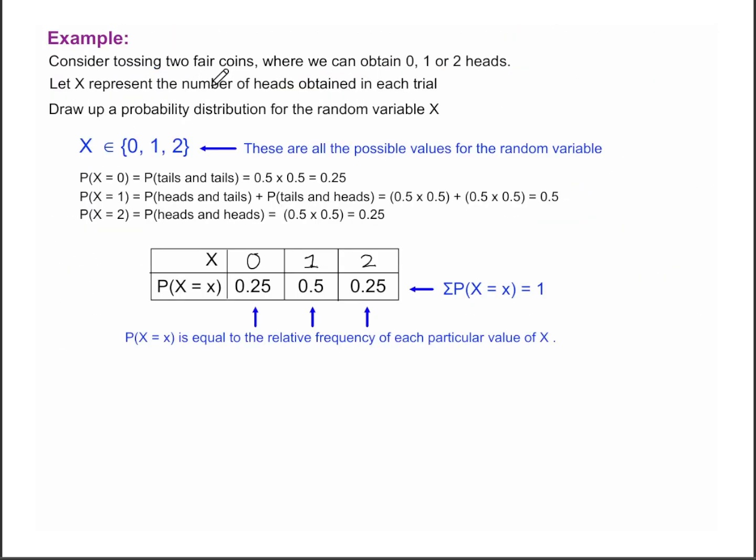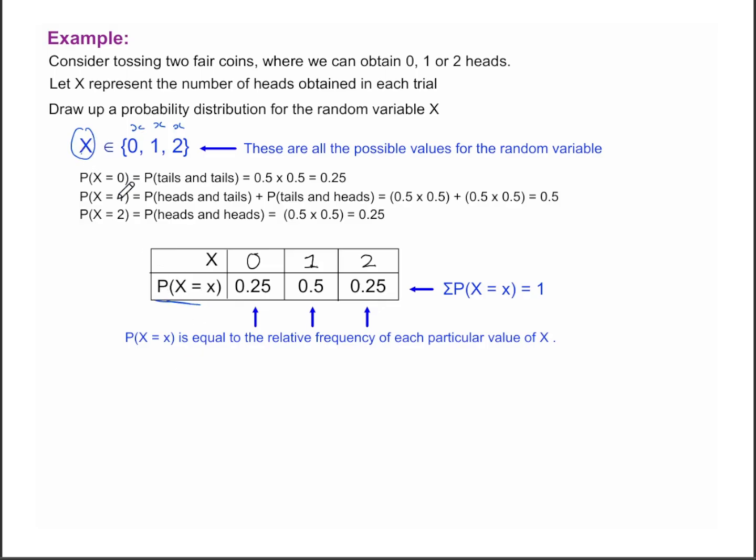Let's consider tossing 2 fair coins where we can obtain either 0 heads, 1 head, or 2 heads. And X, which is a random variable, will represent the number of heads obtained in each trial. And we are told to draw the probability distribution for that random variable X. That random variable X consists of 3 possible values, which are 0, 1, and 2.